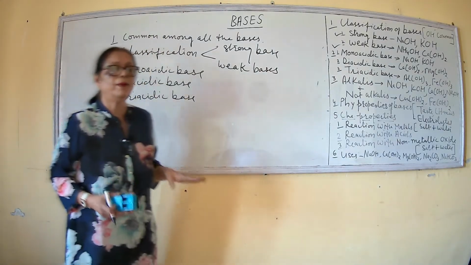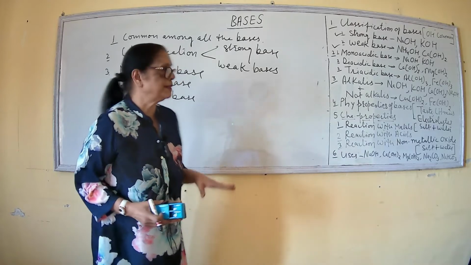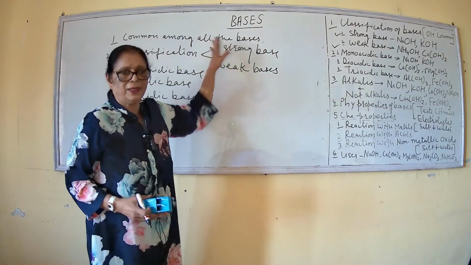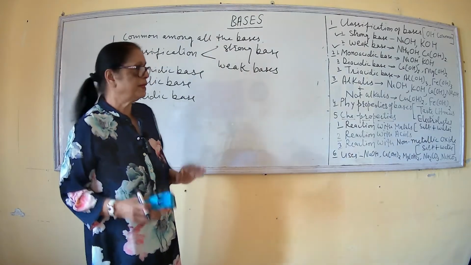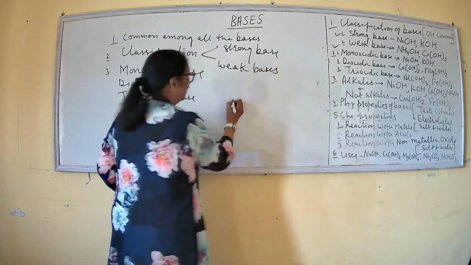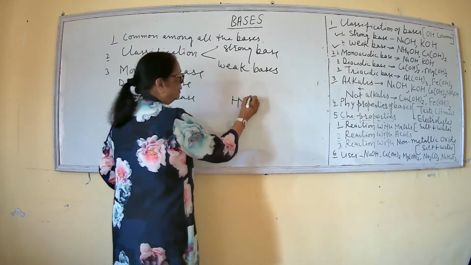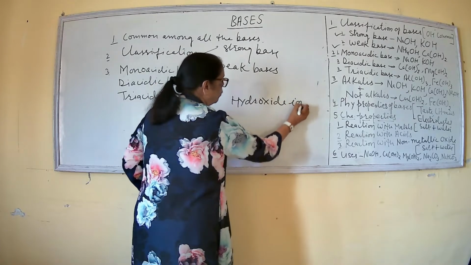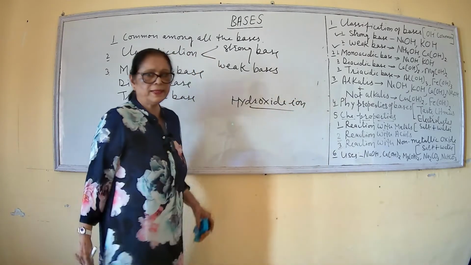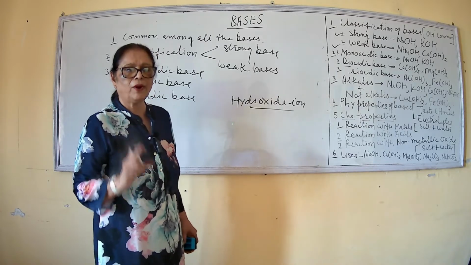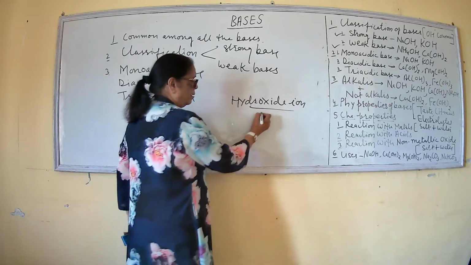What type of compounds are known as bases? What is the common thing among all the bases? Bases are those compounds which are made up of hydroxide ion. What are bases? Bases are those compounds which are made up of hydroxide ion.